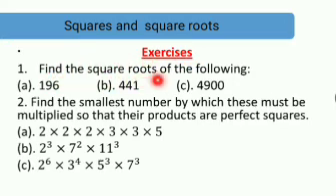Find the square root of the following: 196, 441, then 4900. Use any method of your choice. Find the smallest number by which each must be multiplied so that their products are perfect squares.